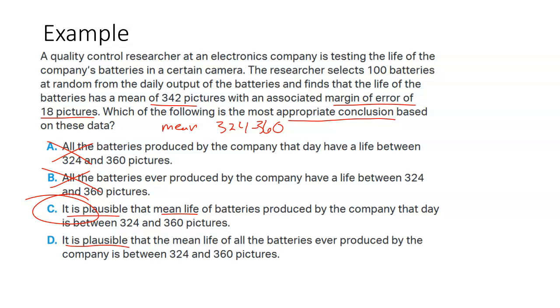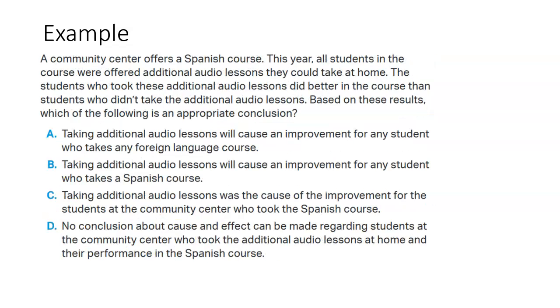So take some time to read through it. Similar concept. We're looking for definite statements and trying to pick the most appropriate solution or the most appropriate conclusion based on the information that we have. And we don't want to make any assumptions about any information that we don't have. We're not allowed to make assumptions.